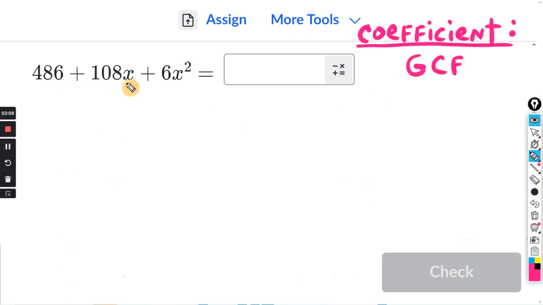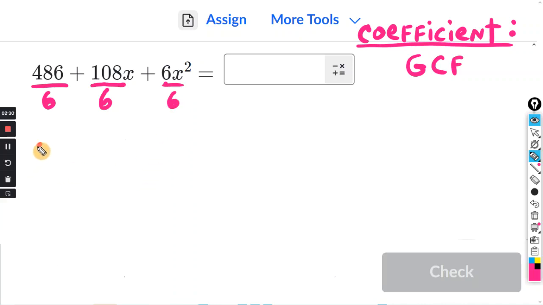Okay, so they want us to factor this completely. And if you recall, for the coefficients, you first want to look for the greatest common factor. All right, out of these three coefficients, the smallest number is 6. Let's see if we can divide the other terms by 6. Okay, I think I could do this by hand.